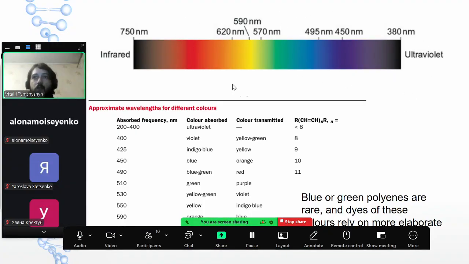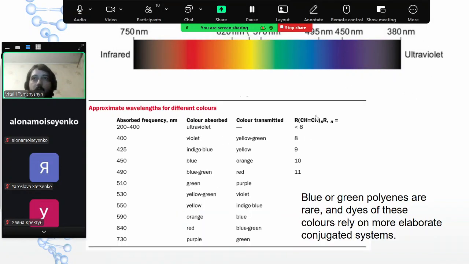So here is a spectrum, and here you see this sort of structure when we have these conjugated bonds. And here you see the color that is basically absorbed. So you can absorb some violet, indigo, blue, and so on, depending on the number of conjugated bonds. So that's the case.